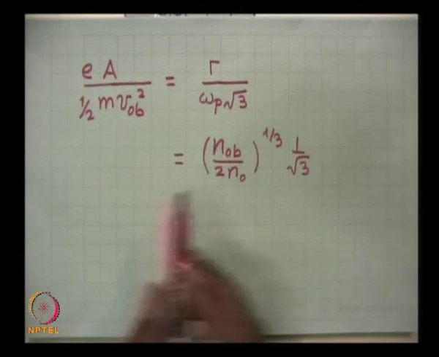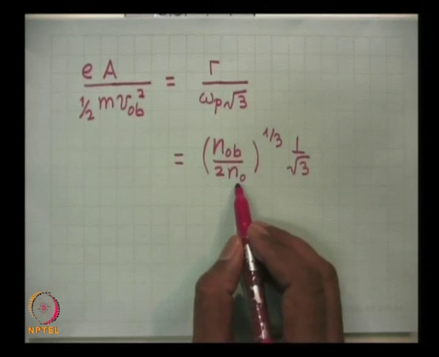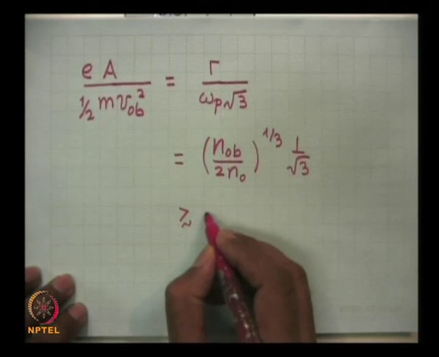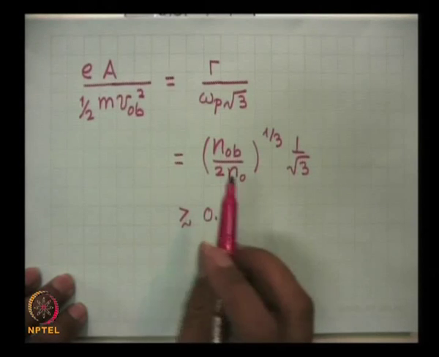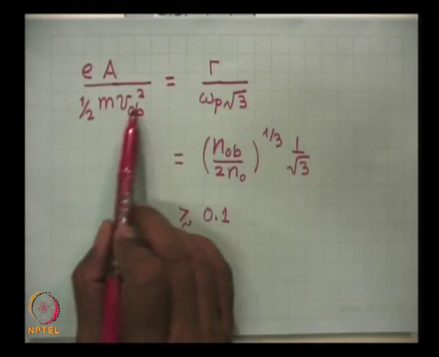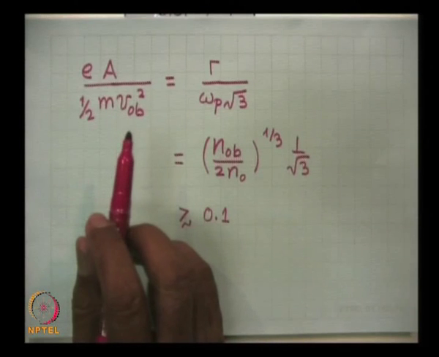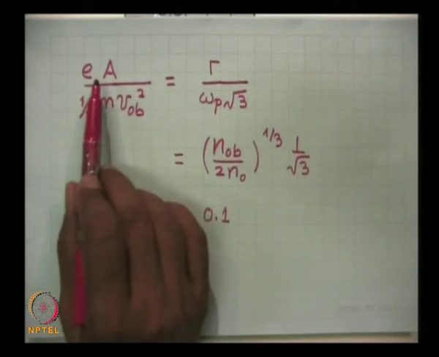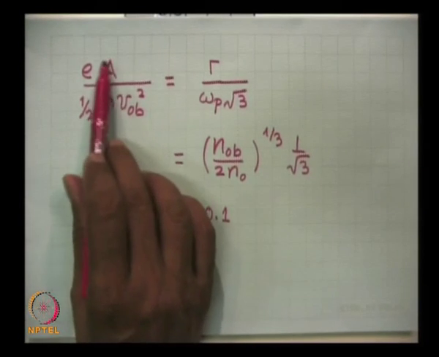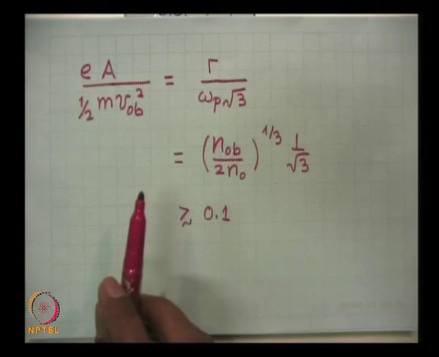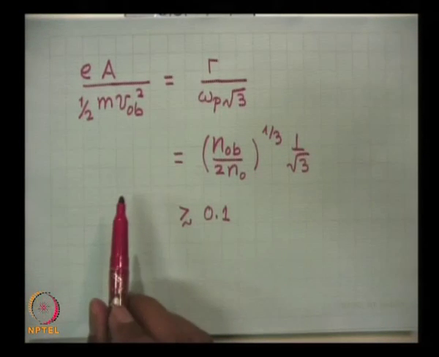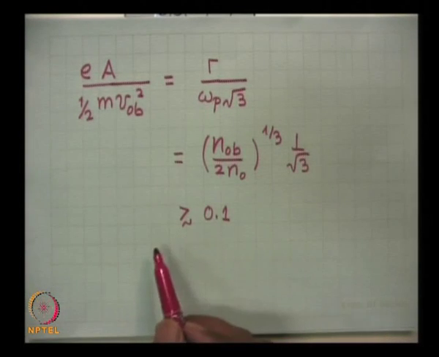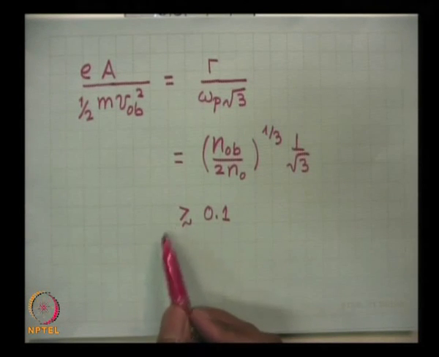In most of the experiments, beam density is a few percent of electron density, and this quantity could be of the order of greater than around 0.1. So, if you are launching an electron beam of, say, kinetic energy of the order of 1 kilo electron volt, then the potential amplitude of the wave will be about 100 volt. So, you are really generating a very large amplitude plasma wave by this method.